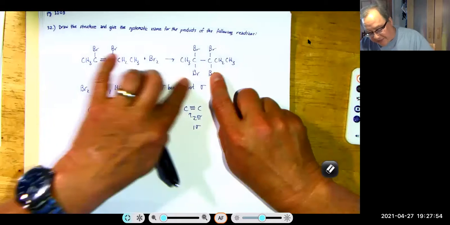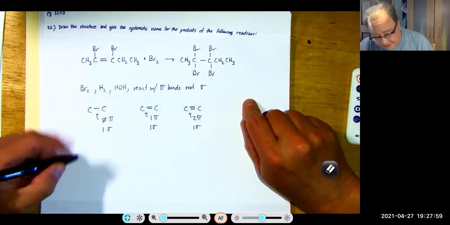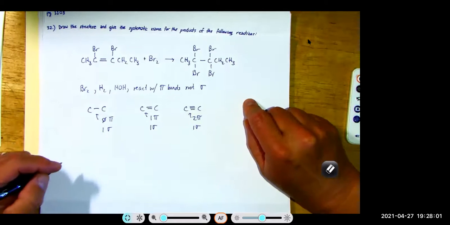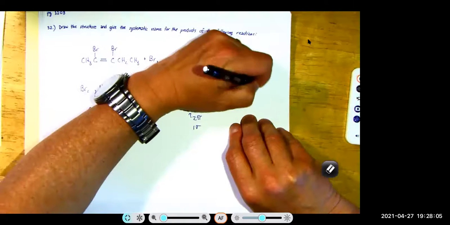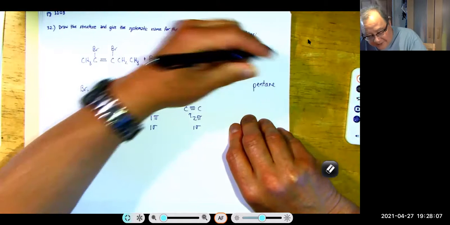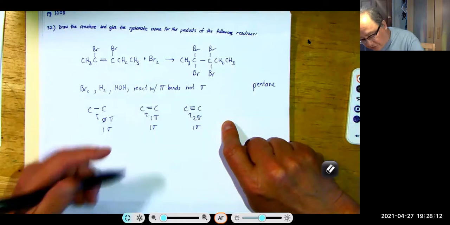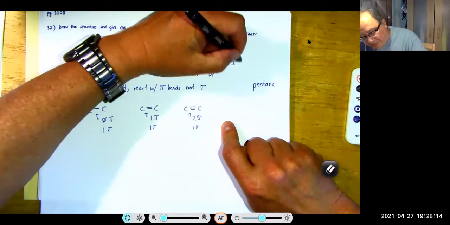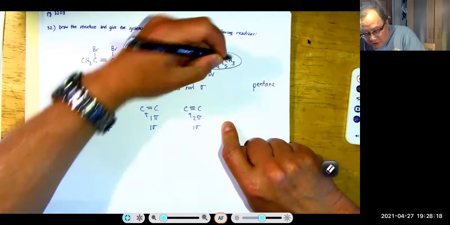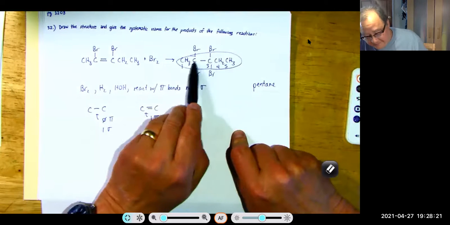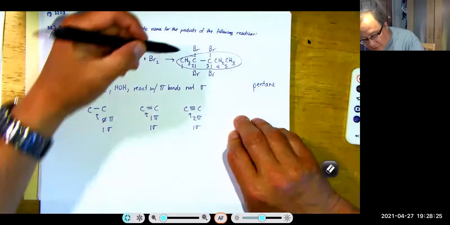Now, how do we name this? Well, what's the longest chain? It's got to be a chain of carbons. 5, so that's pentane. Are we going to number from left to right or right to left? 1, 2, 3, 4, 5, or 1, 2, 3, 4, 5? Left to right, because then we can get the bromines on carbon 2 and 3, right?